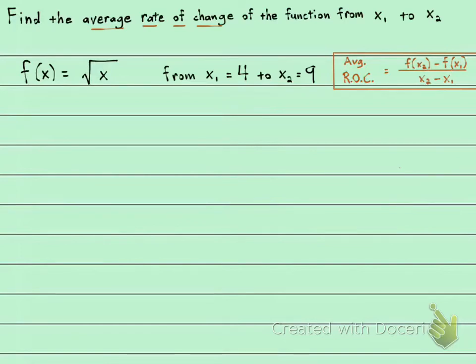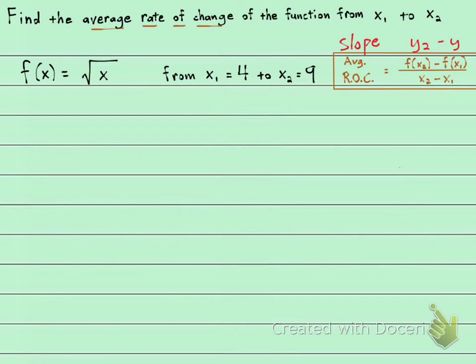We're going to find the average rate of change of this function right here between the 2 points when x1 is 4 and x2 is 9. Basically, the average rate of change is the same thing as the slope between those 2 points, right? It's the difference in your 2 y values over the difference in your 2 x values. So it's like rise over run.